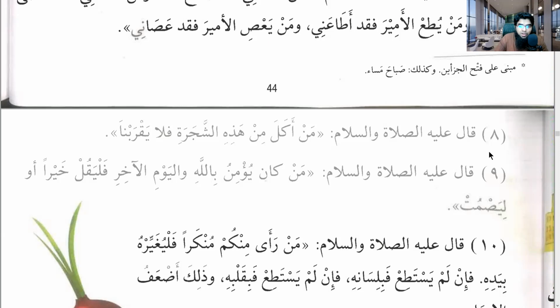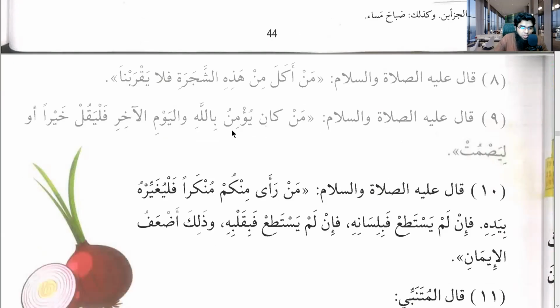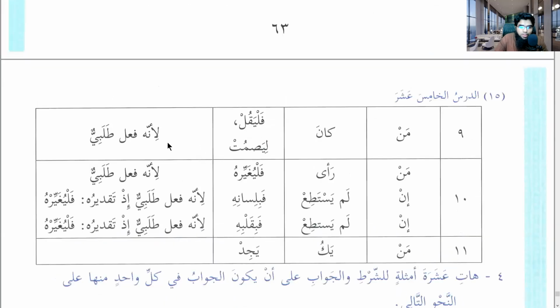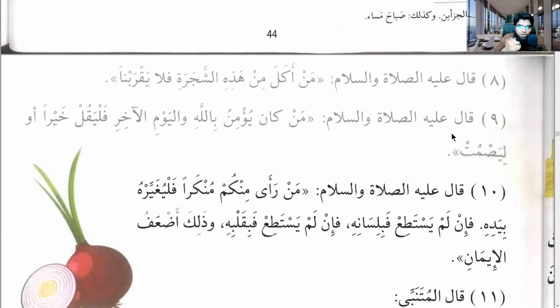قال عليه الصلاة والسلام من كان يؤمن بالله واليوم الآخر. Whoever believes in Allah and the day of judgment, what should he do? فليقل خيرا, he should say good, أو ليصمت, or he should be silent. فليقل, talabi, أو ليصمت, or he should be silent. Talabi again. There's no need for fa here, because fa only comes once. It doesn't come after aw also. Aw liyasmut, because it is a fi'l talabi. So من كان يؤمن, he should say good or keep silent.